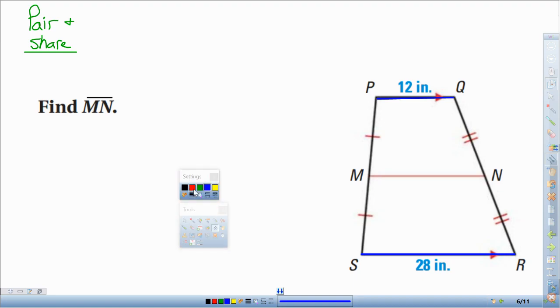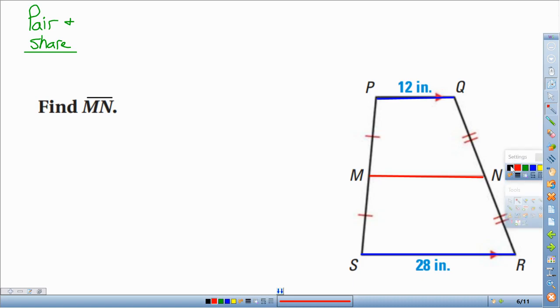Well, here's what I know about this mid-segment. I know the length of this mid-segment equals 1/2 the length of the two bases added together. I can probably do this in my head. I know that 12 plus 28 would give me 40. And if those add up to 40, I know my mid-segment is half of that, 20. And there's my answer.